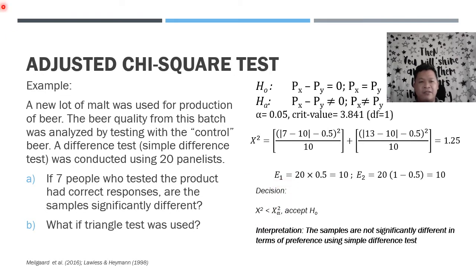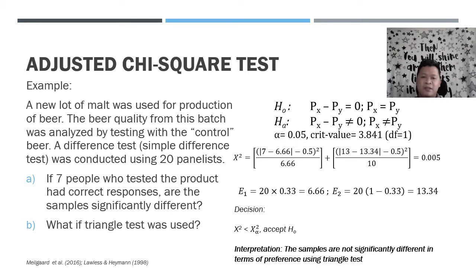you accept H0, and therefore samples are not significantly different. So suppose now we get the same results while conducting a triangle test, which has a lower required percentage of correct responses, no? Kasi statistically, you're comparing it to a probability of 1/3. Well, with your chi-squared table, the chi-squared value to obtain is 0.005, which is still less than the critical value of 3.841. Okay, so same decision pa rin, accept H0.